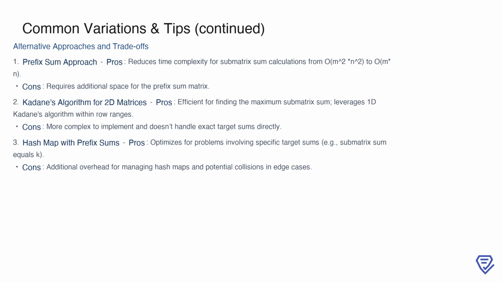Finally, using a hash map in combination with prefix sums is great for optimizing problems that involve specific target sums, like submatrix sum equals k. The downside is the added overhead of managing the hash map and the potential for collisions in edge cases. Choosing the right approach depends on the problem requirements and constraints, but knowing these alternatives gives you flexibility and a deeper understanding of the trade-offs involved.